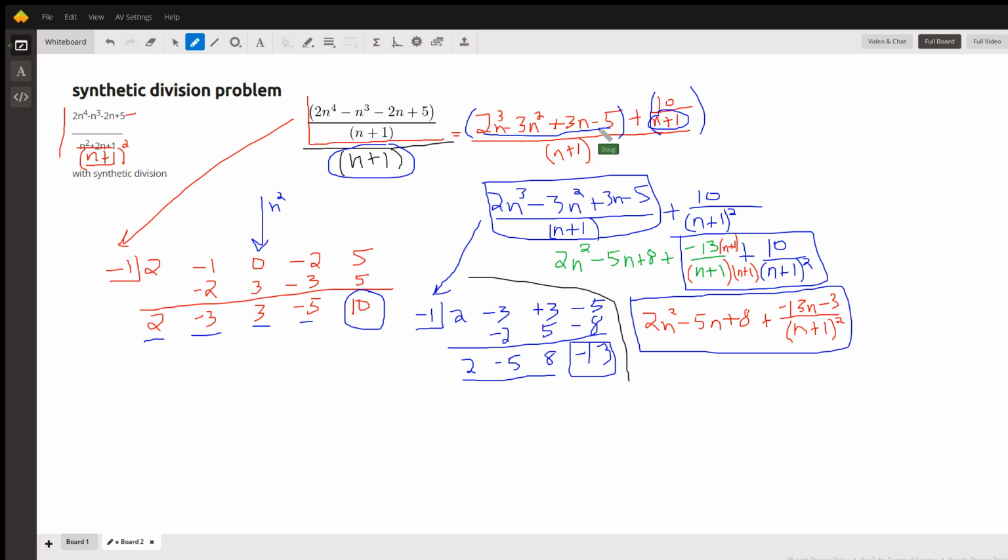And this is a case where actually long polynomial division might have been easier, but the directions were to use synthetic division. That's how I see to do it.